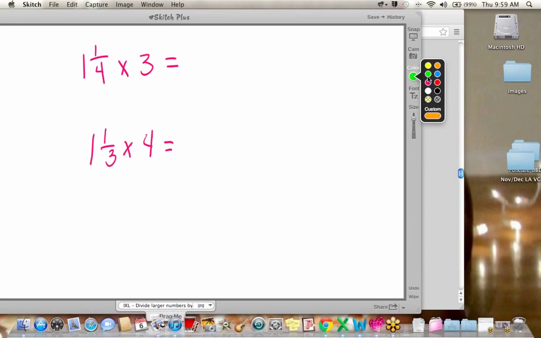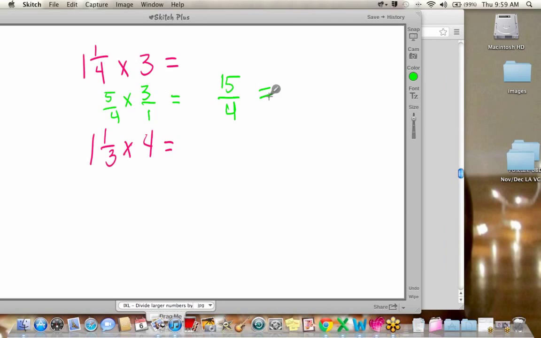So by doing magic circle time, I'll change this into an improper fraction, and it becomes 5/4 times 3/1. And so then that'll be 15/4. And then we can change it again. How many groups of 4 fit into 15? 3. And that would be 12, right? And so then we would have 3 3/4. So that was the answer for this first problem.